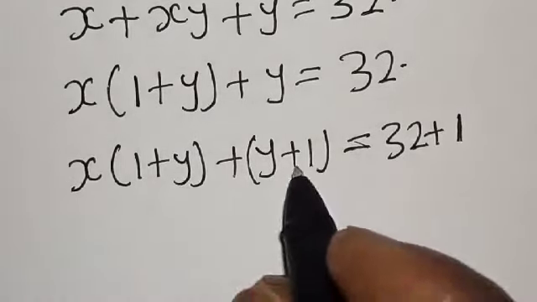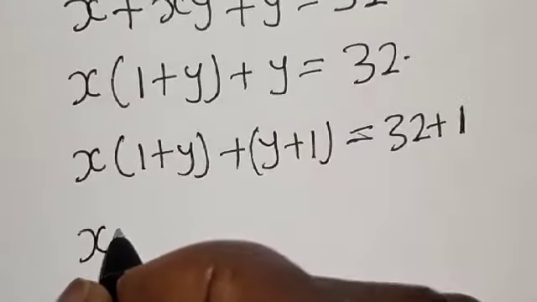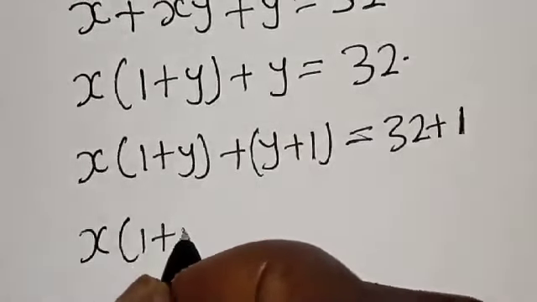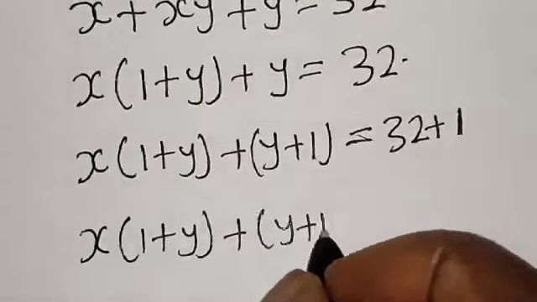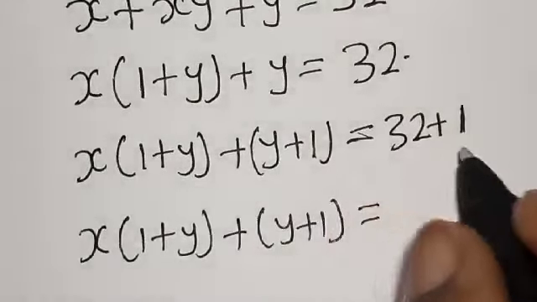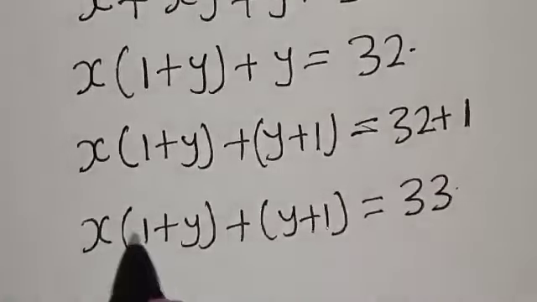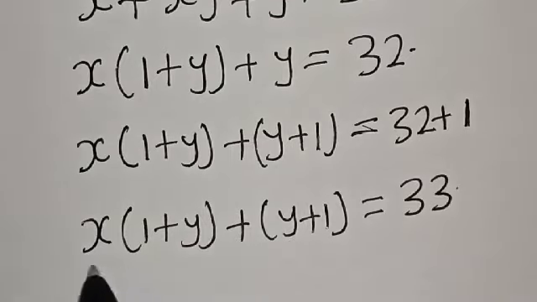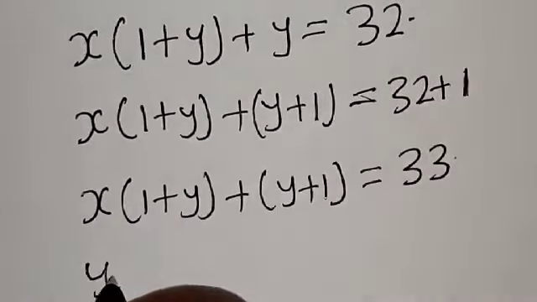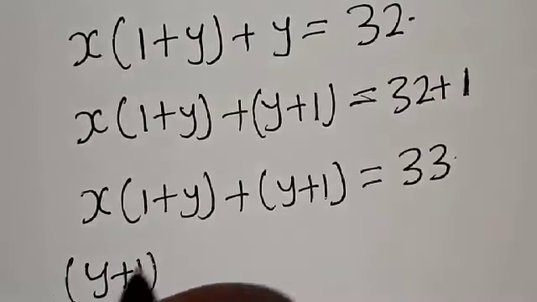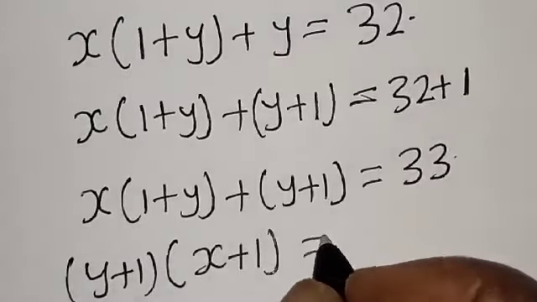Now we have 1 plus y and 1 plus y. Then we have x into 1 plus y plus 1 is equal to 32 plus 1, that is 33. Now 1 plus y is common here, and we have x. Then let's bring it out. We have y plus 1, we have x plus 1 is equal to what?